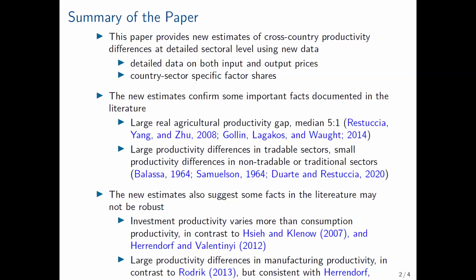That makes me kind of surprised, because I remember this paper by Eaton and Kortum in 2001, which shows that all the investment goods, I mean equipment, are produced by 7 countries.